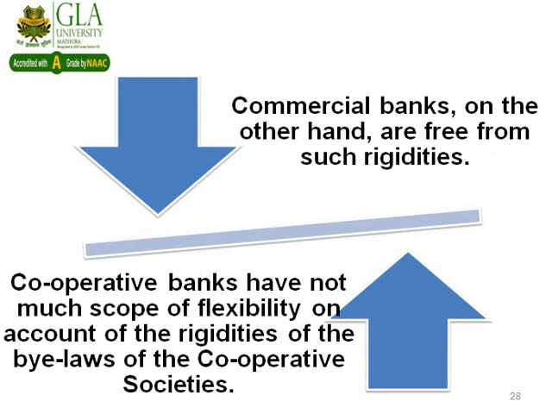Commercial banks, on the other hand, are free from these kinds of rigidities, whereas cooperative banks do not have much scope of flexibility on account of the rigidities of the bylaws of the cooperative societies. So this is a bunch. In total, we have enumerated a number of differences between commercial and cooperative banks in order to have an exhaustive understanding of the commercial bank and cooperative banking structure prevailing in India. Now comes the last portion, that is, non-scheduled banks.